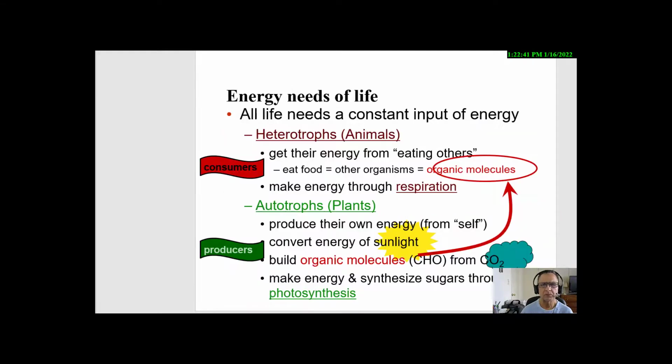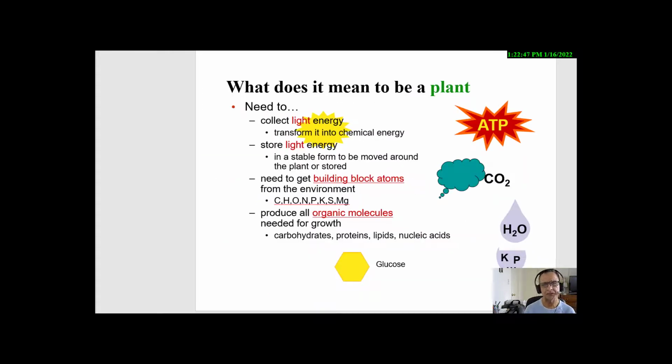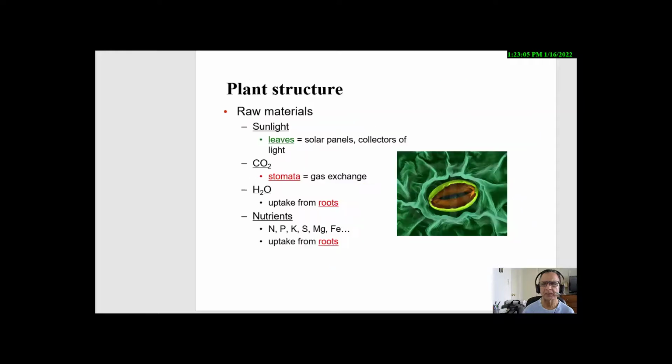So what does this mean? What it simply means is what it means to be a plant. A plant needs to collect light energy, store the light energy in a stable form to be moved around, needs to get building block items from the environment, which is all the nutrients and all that stuff, and produce organic molecules. Okay, let's move on to the next slide and take a look at the plant structure.